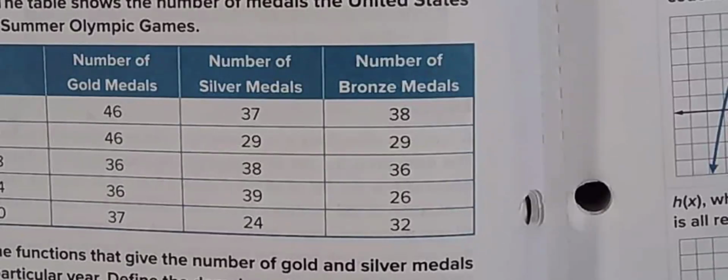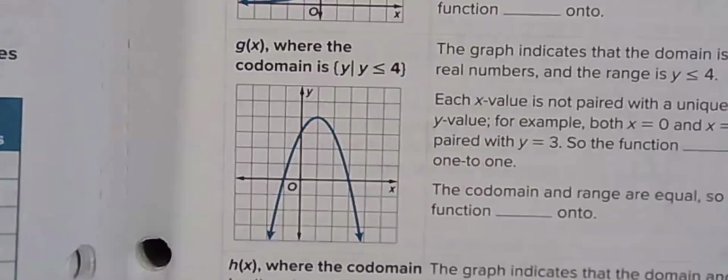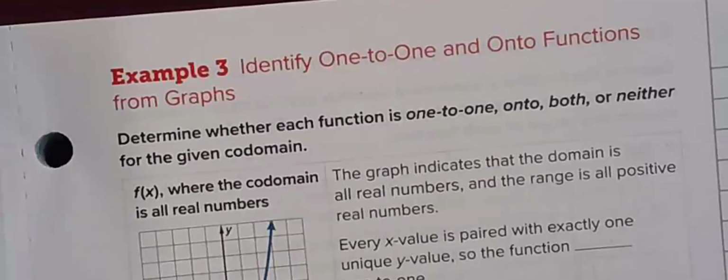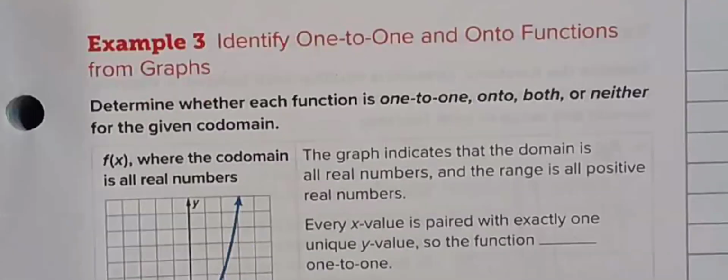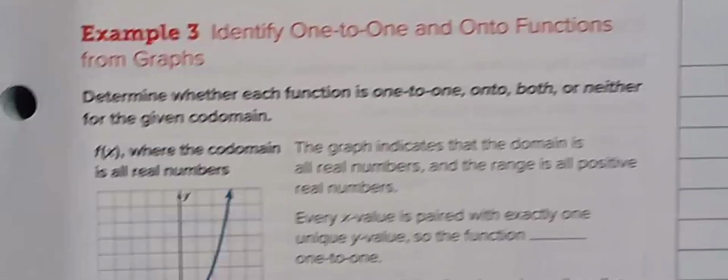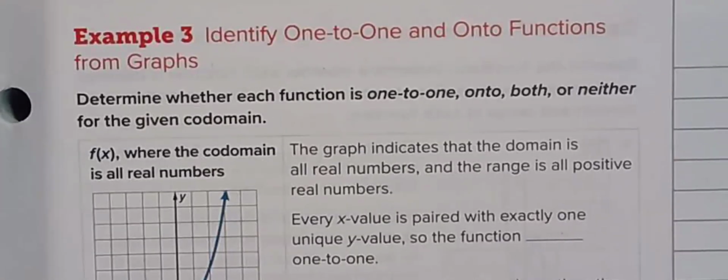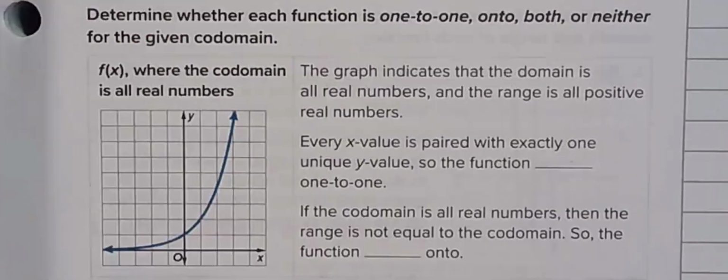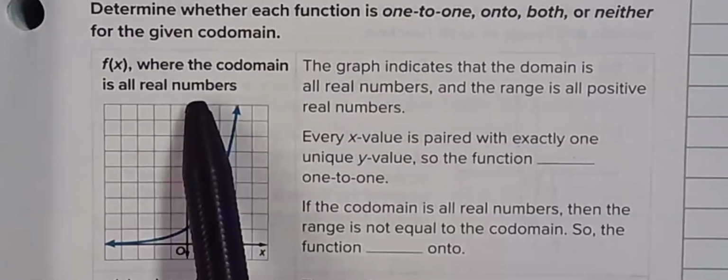All right. From a graphical perspective, these ones are going to look very similar to the explore activities that we did at the beginning of class. So hopefully these ones will be a little bit more straightforward. If not, that's okay. We'll keep practicing tomorrow. So determine whether each function is one-to-one, onto, both, or neither for the given codomain. This one tells you what the codomain is right here.